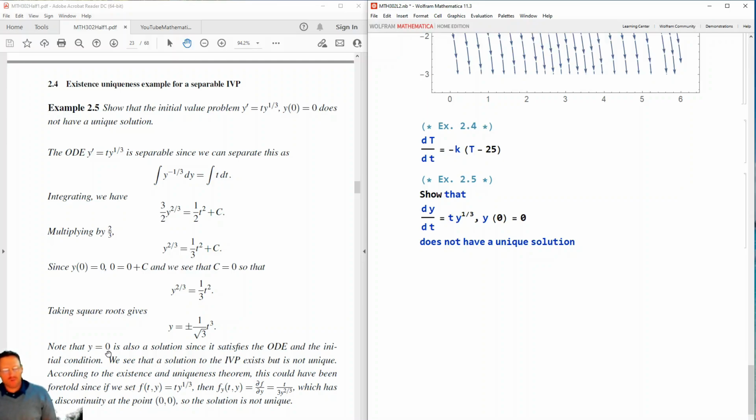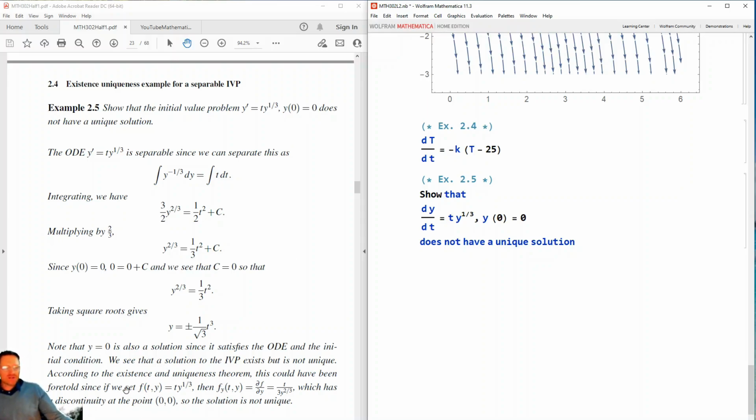So note that y equals 0 is a solution since it satisfies the original ODE up here, and the initial condition also. So we have y equals 0 as a solution to the initial value problem. And we have this as a solution to the initial value problem. So a solution exists around the initial value y of 0 is 0, but it's not unique.